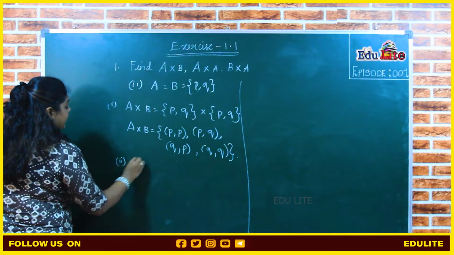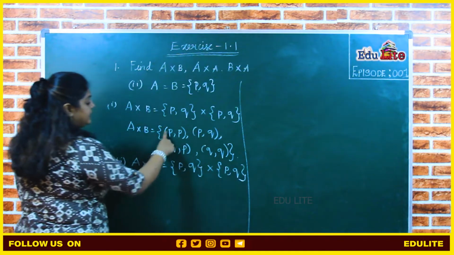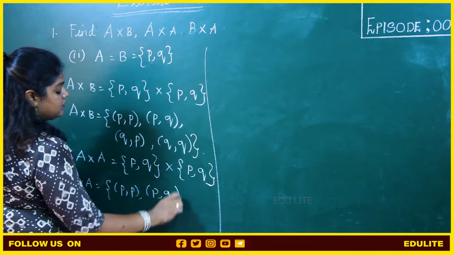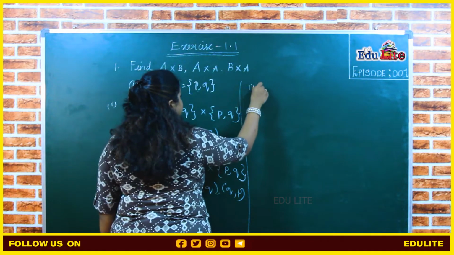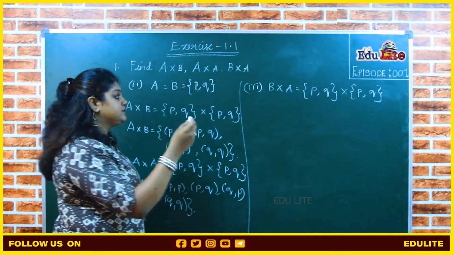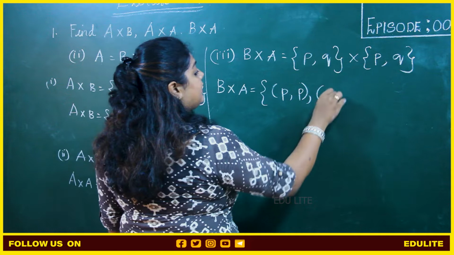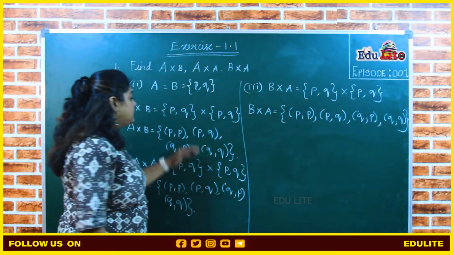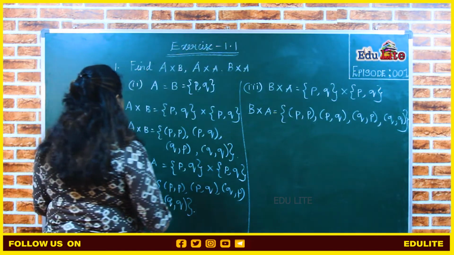Moving on to the second subdivision, A cross A, which is again {P, Q} cross {P, Q}. So we'll get the same set of ordered pairs for A cross A, which is (P, P), (P, Q), (Q, P) and (Q, Q). Next, the third subdivision, B cross A. B cross A will also be the same because B also has the elements P, Q. So B cross A equals {(P, P), (P, Q), (Q, P), (Q, Q)}. So these are the three subdivisions for the sets A equals B equals {P, Q}. Next, we will move on to the next subdivision.